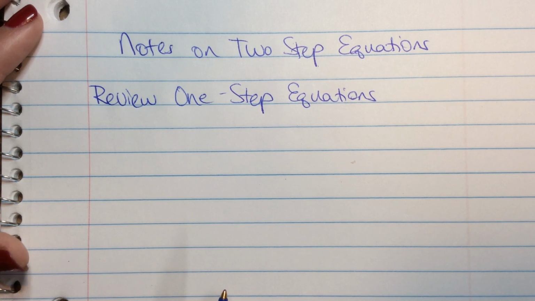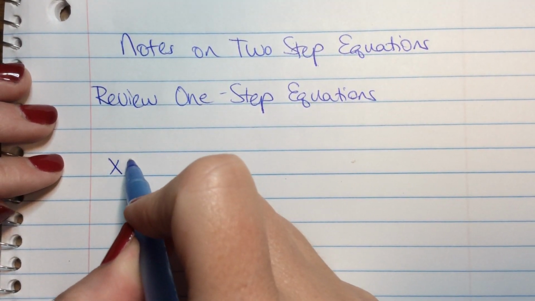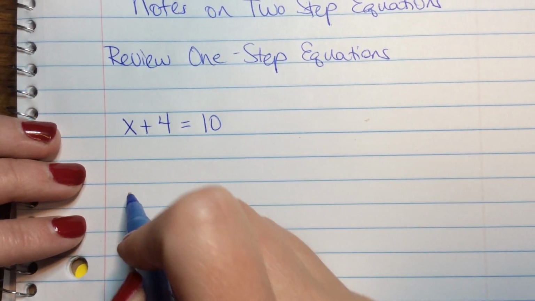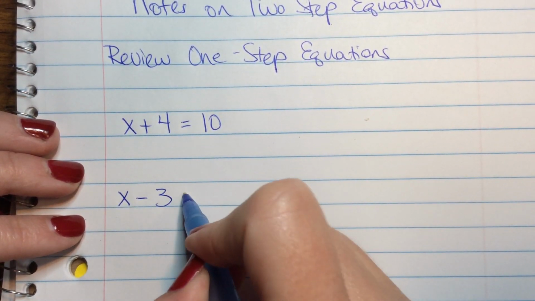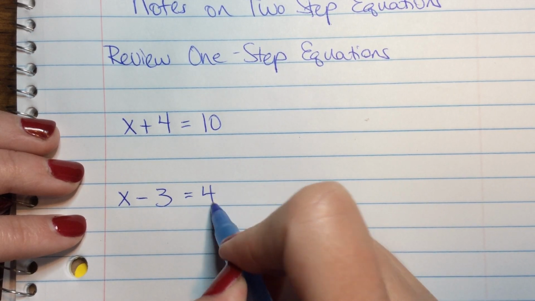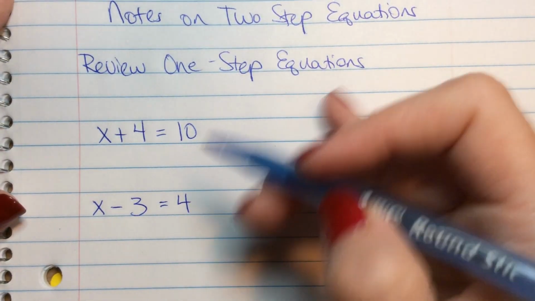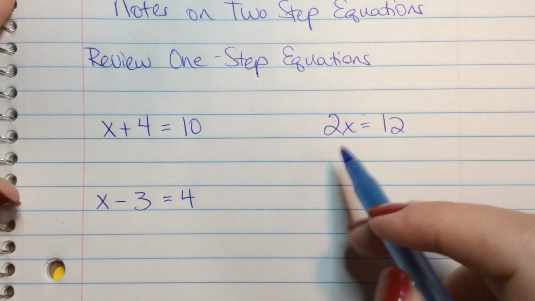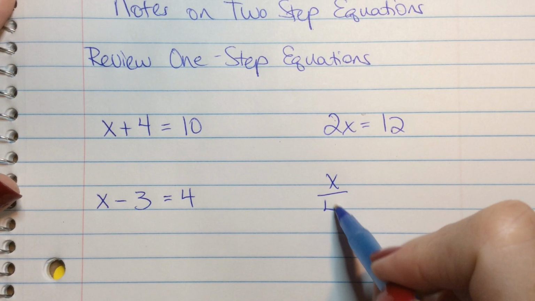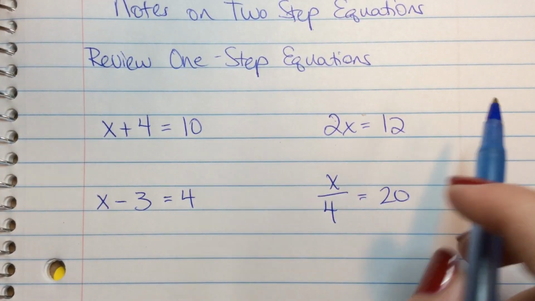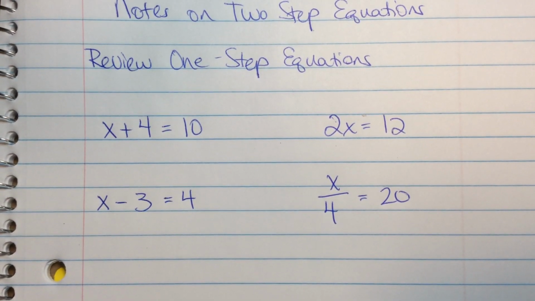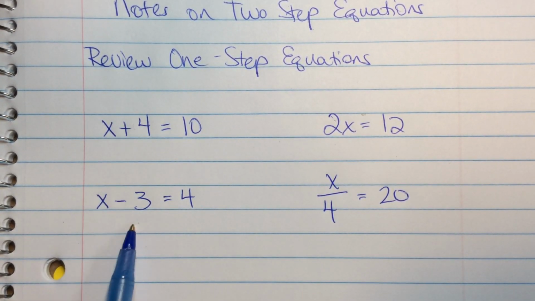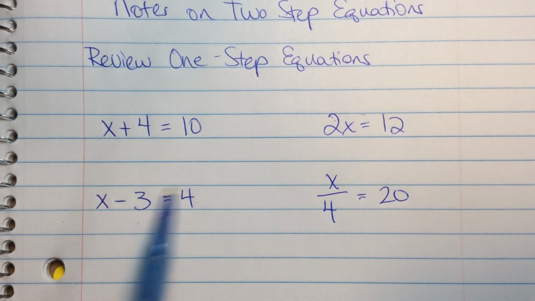And there are four different types. There is where you add something to the variable, where you subtract something from the variable, where you multiply, and where you divide. In each of these is a different operation. You're adding, subtracting, multiplying, and dividing.